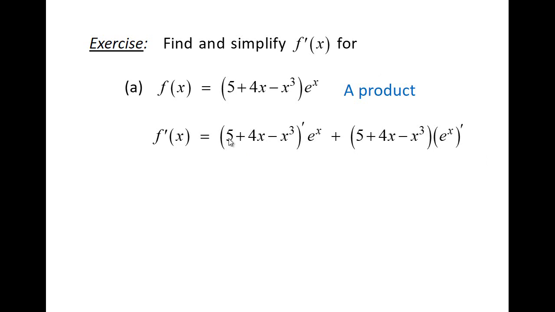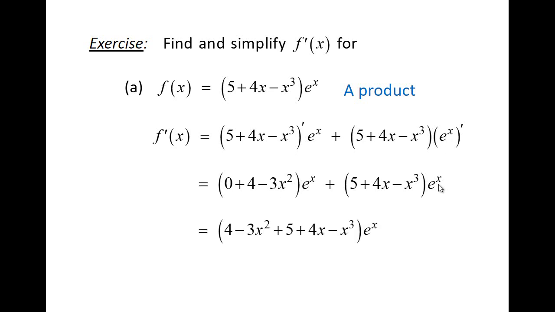Derivative of 5 is 0. Derivative of 4x is 4. Minus the derivative of x cubed would be 3x squared, so I get 4 minus 3x squared here. And the derivative of e to the x is just itself. So what do we get?